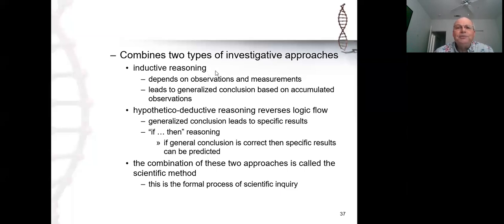So there are two approaches that are combined together. The first is what is referred to as inductive reasoning. This means that you make a lot of observations, you make a lot of measurements, and you make a generalized statement on the basis of that information that you've accumulated. So inductive reasoning is all about reaching a general conclusion on the basis of a lot of accumulated observations, or drawing a general conclusion to explain a lot of accumulated data.